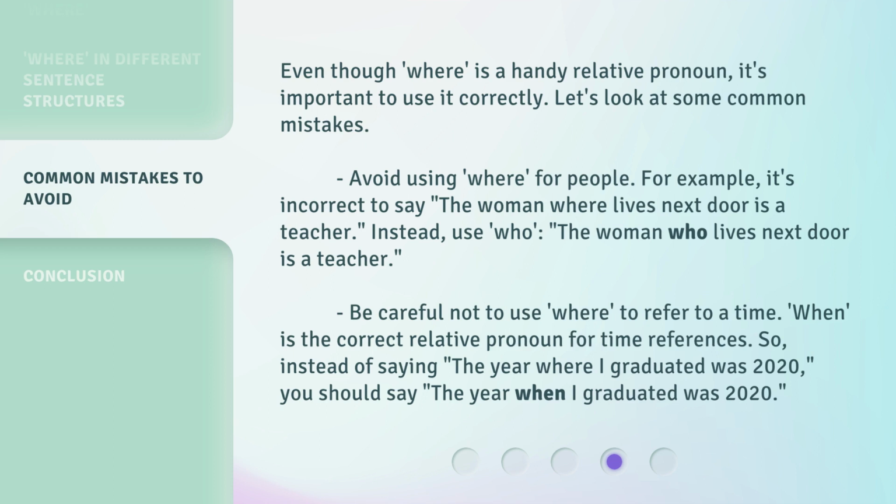Be careful not to use where to refer to a time. When is the correct relative pronoun for time references. So, instead of saying, the year where I graduated was 2020, you should say, the year when I graduated was 2020.